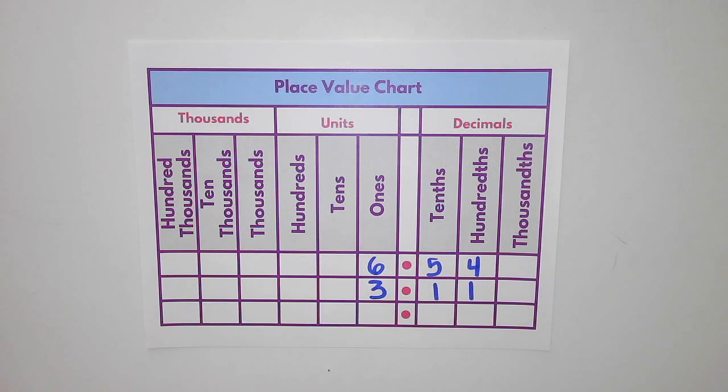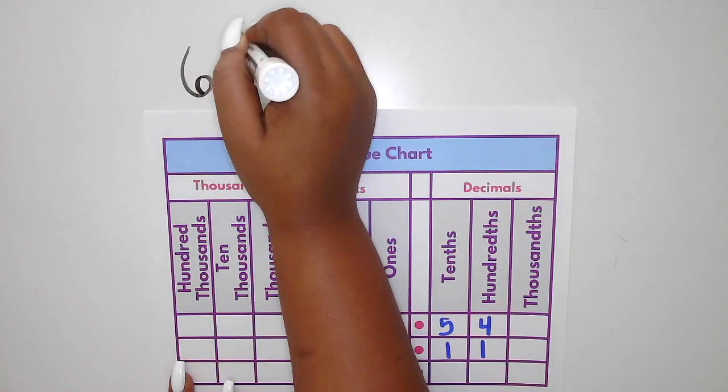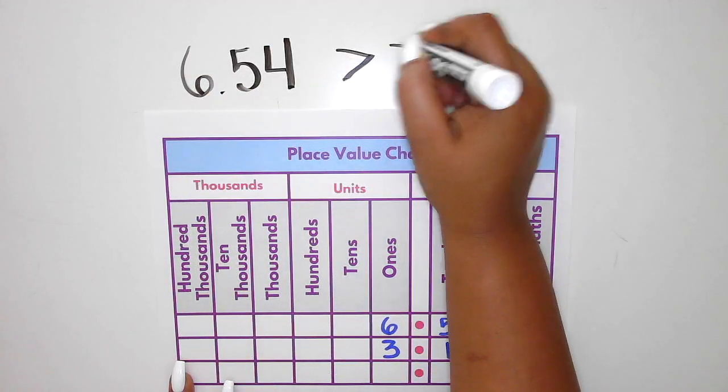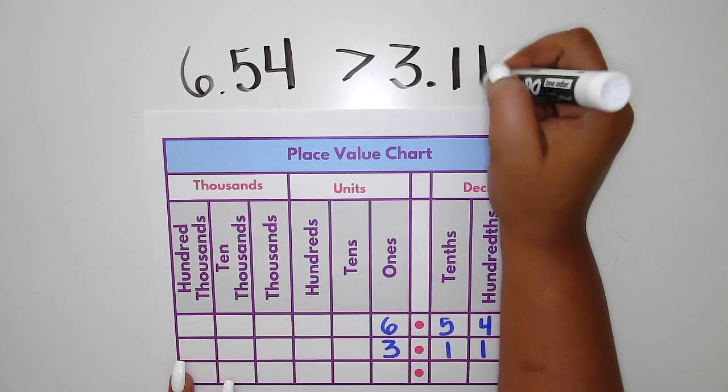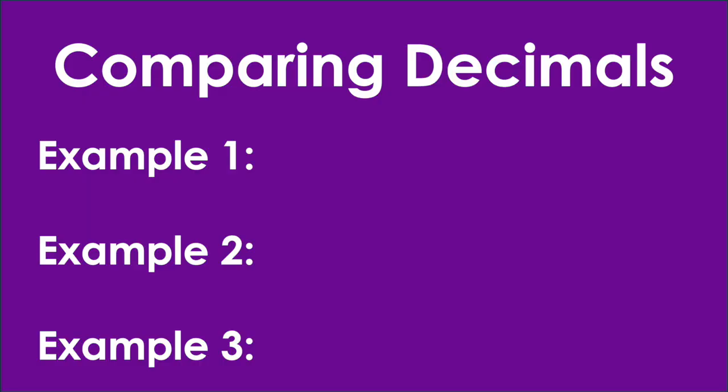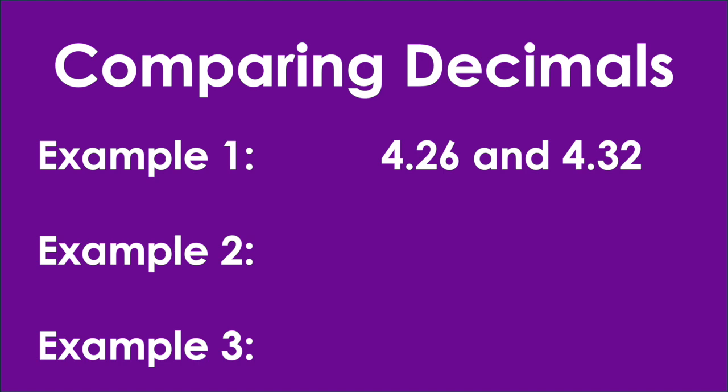So looking at the greatest place value, we can already see that 6 and 54 hundredths is greater than 3 and 11 hundredths. We can use the greater than symbol to represent that statement. Let's look at 3 more examples of comparing decimal numbers where the greatest place value won't always help you determine which number is greater. Example 1.